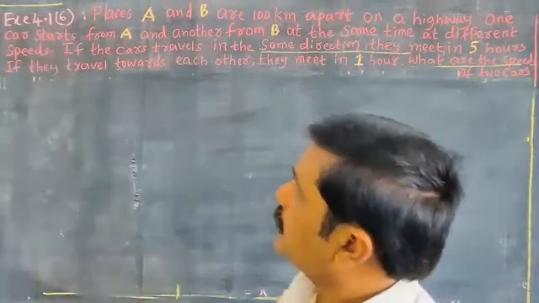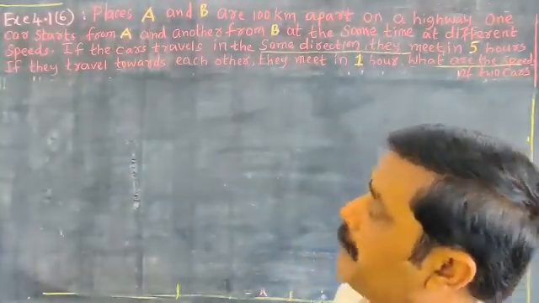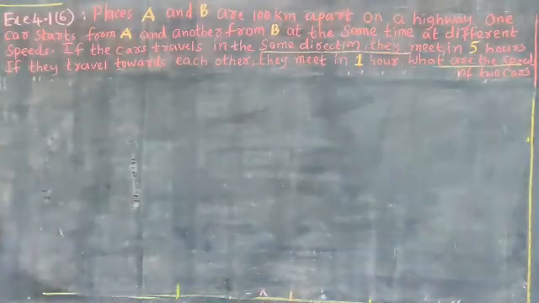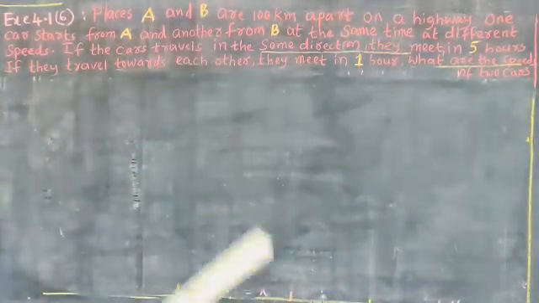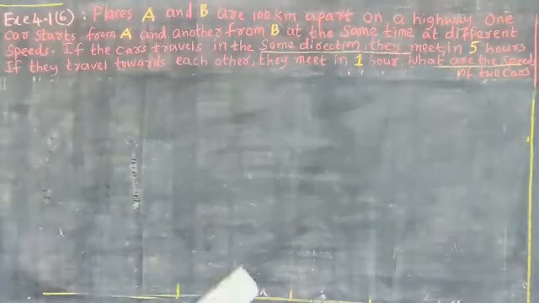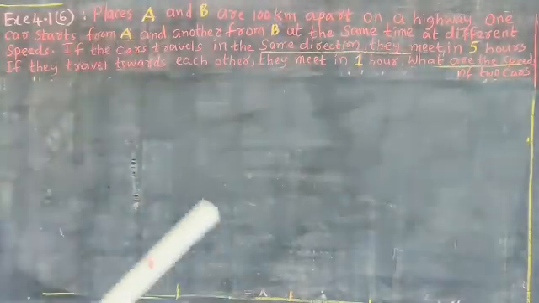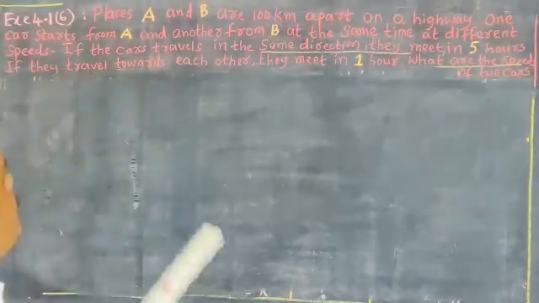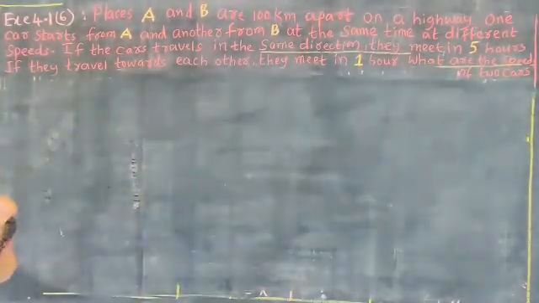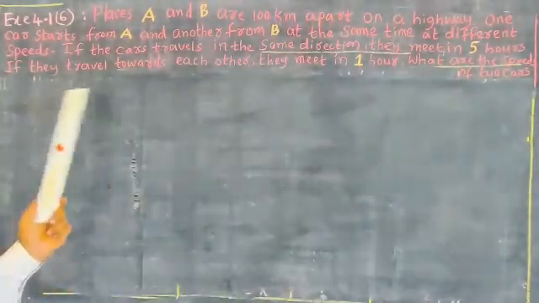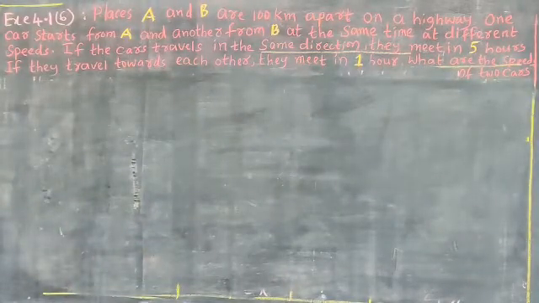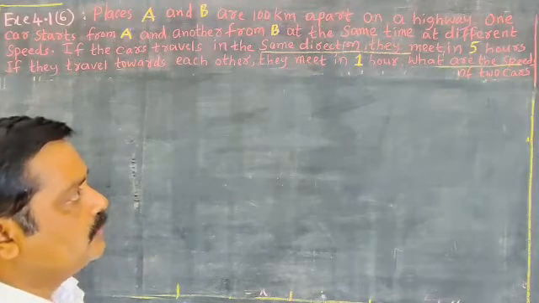Here is question number 16, exercise 4.1, pair of linear equations in two variables. Places A and B are 100 kilometers apart on a highway. One car starts from A and another from B at the same time at different speeds. If the cars travel in the same direction, they meet in 5 hours. If they travel towards each other, they meet in 1 hour. What are the speeds of the two cars is the question. Is it clear then? So how to do?